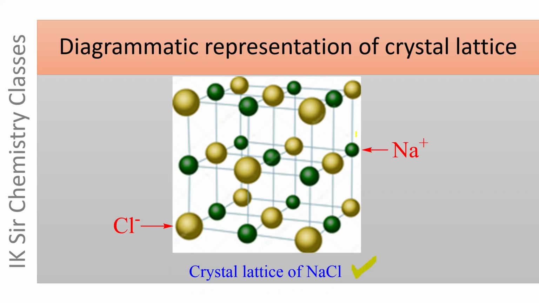Na+ ions occupy the edge centers and the body center of the cube. On the other hand, Cl- ions occupy the vertices of the cube. At the same time, they also occupy the face centers of the cube. It is obvious that there is an ordered arrangement of Na+ and Cl- ions in the crystal lattice of sodium chloride.